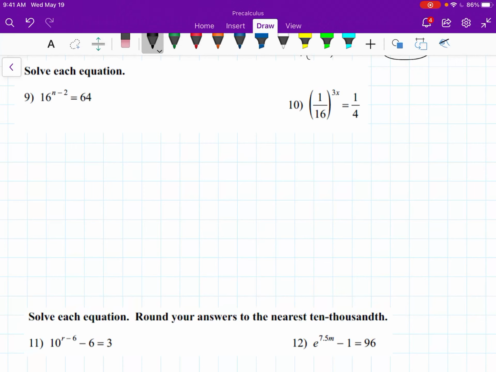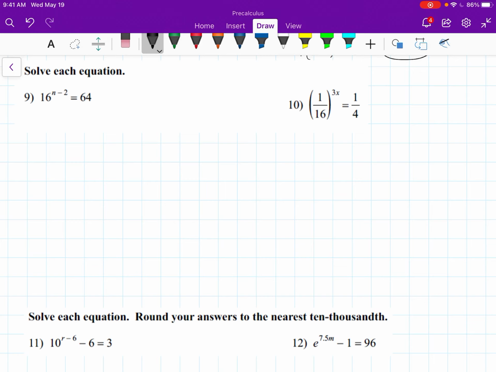The next two questions are exponential equations, but these are the simpler kind. You don't have to use logarithms here because in both questions you can simplify down to the same base. So that's the first thing you want to check. So there's a few different things we can do here.